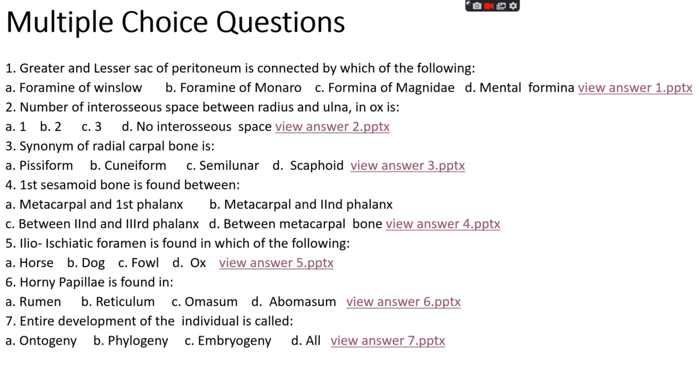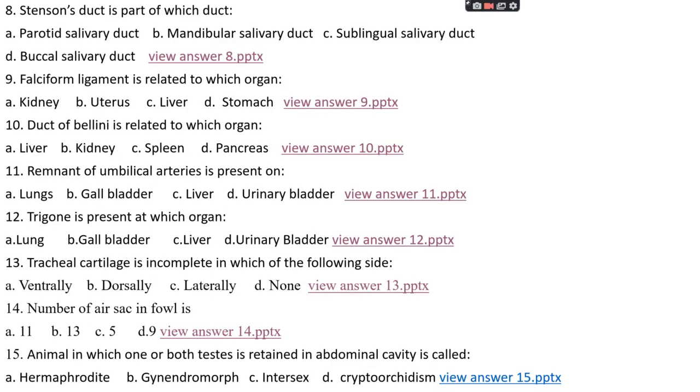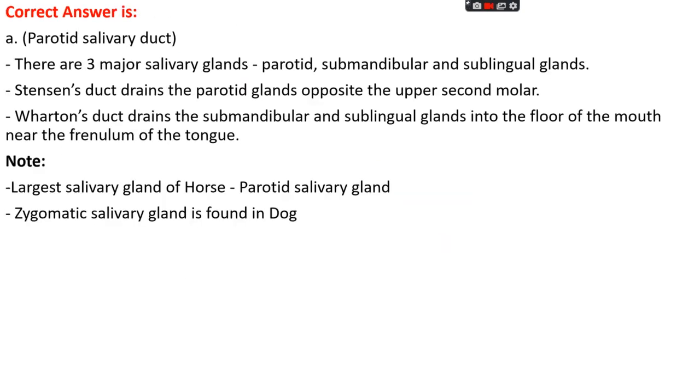Question number 8. Stensen's duct is a part of which duct? Option A, parotid salivary duct. Option B, mandibular salivary duct. Option C, sublingual salivary duct. Or option D, buccal salivary duct. The right answer is option A, that is the parotid salivary duct.